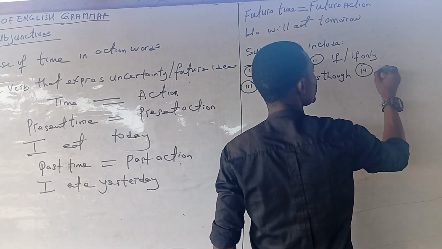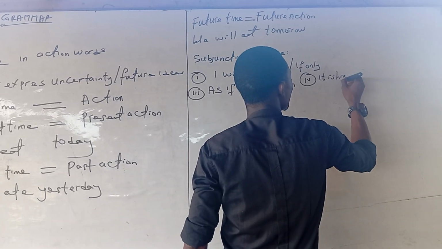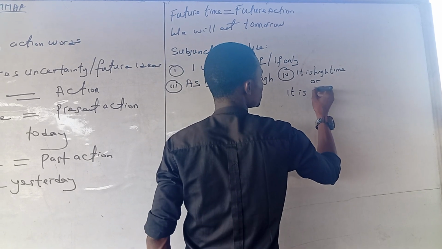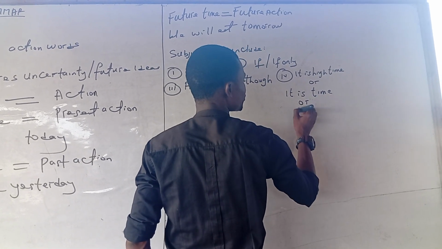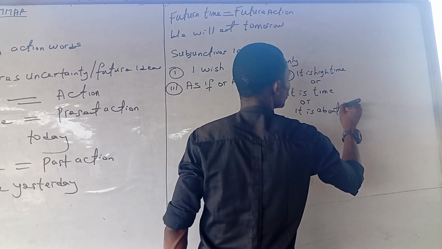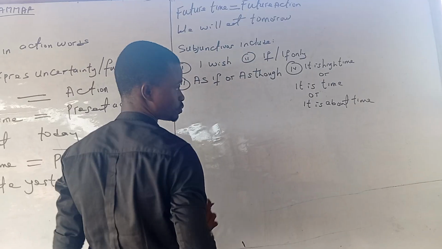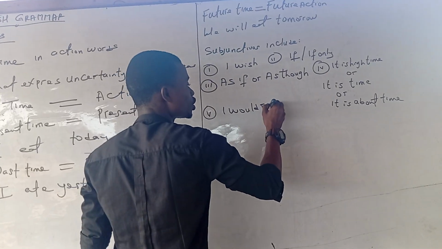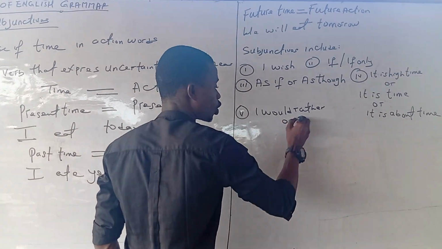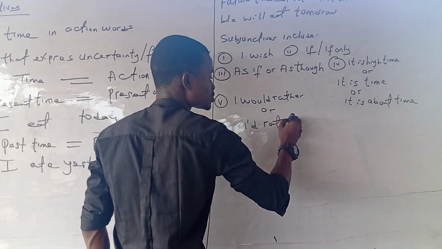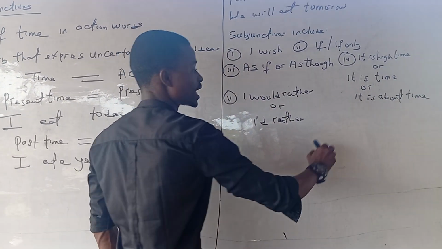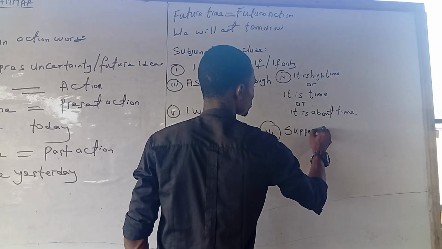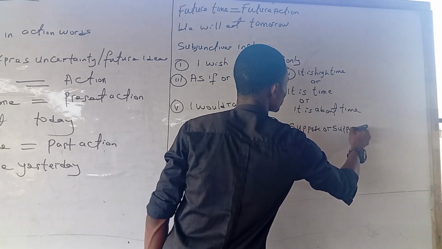Number 4, when you have it is high time, or it is time, or you have it is about time. This is the fourth aspect of subjunctive. And number five, we have what we call I would rather, or you have I had rather. Do we understand this? And the sixth one that we have is suppose or supposing.